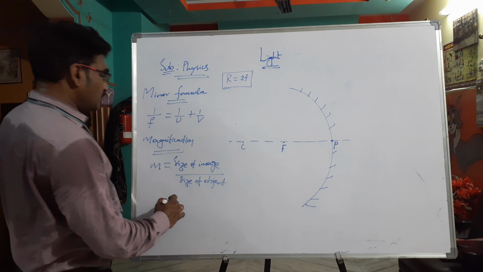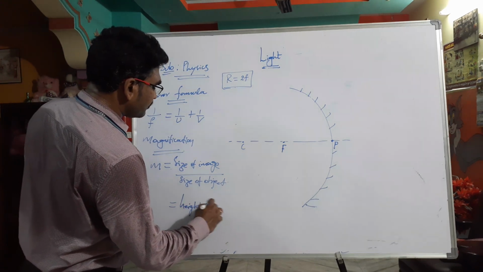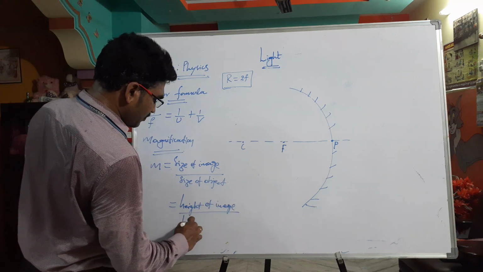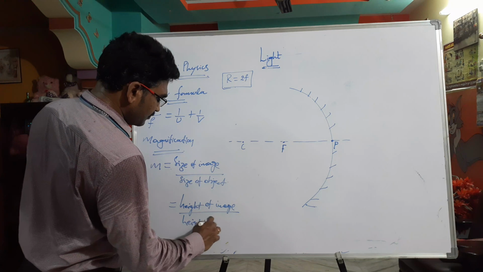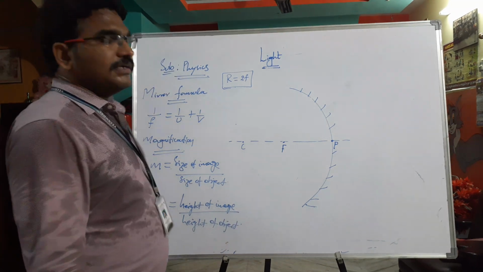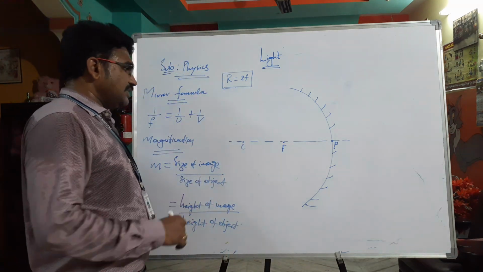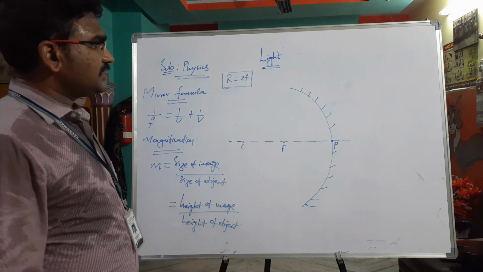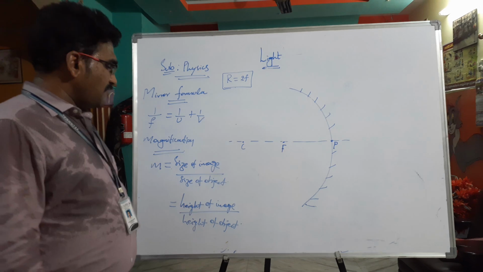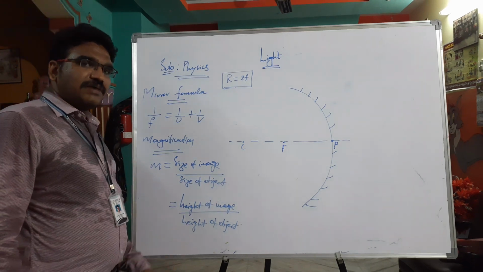Of course, this also we can write as height of image by height of object. Now we will discuss the formula for magnification m. This is nothing but size of image by size of object. If size of image is equal to size of object, magnification will be equal to 1.